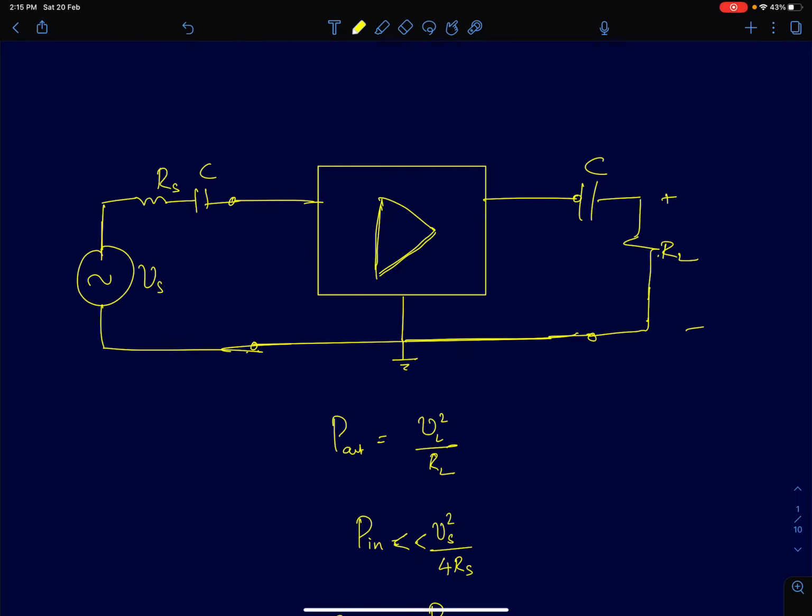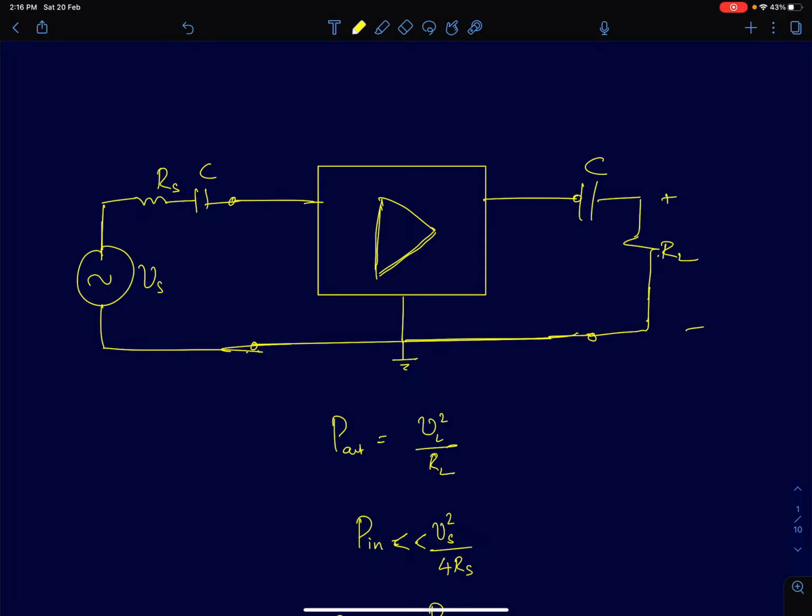Hi everyone. In the previous lectures, we started our discussion on single stage MOS amplifiers and we finished our discussion on common source amplifiers. In this lecture, I will introduce another single stage MOS amplifier configuration called the common drain configuration.